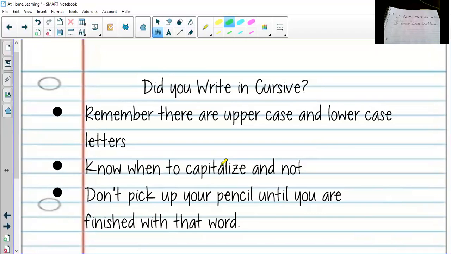If you're writing in regular handprint, you have to capitalize the first letter at the beginning, and then put a period at the end. So punctuation is the same. Also, another tip that I love is don't pick up your pencil until you're finished with the word. Cursive is a very flowy type of handwriting, and you have to keep flowing with it. You cannot pick up your pencil at every letter like we do in print.